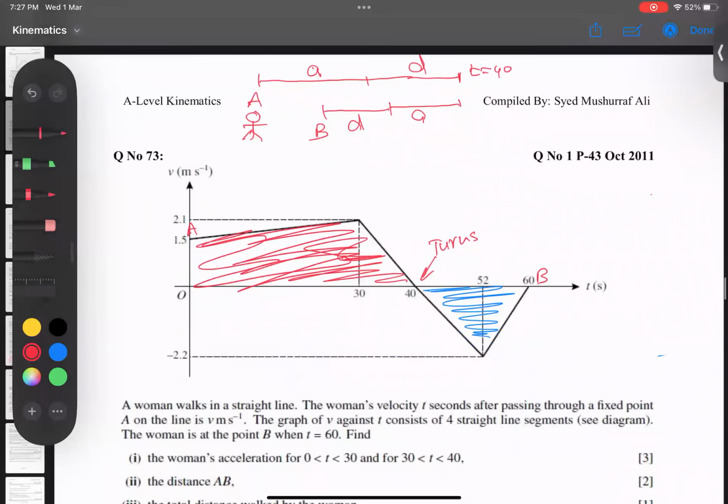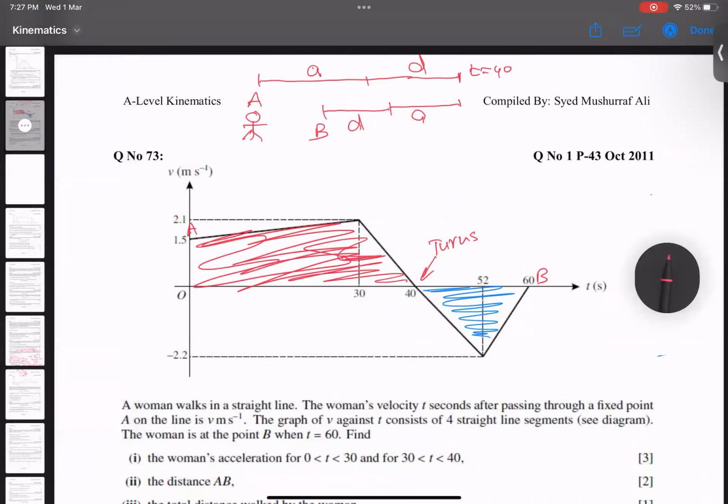First part, what he's asking for: acceleration for 0 to 30. 0 to 30 means this line, this black line. And then he's asking 30 to 40. Where is 30 to 40? 30 to 40 is this one. So it means this line. So this part is accelerating and this part is decelerating. So we need to find both.